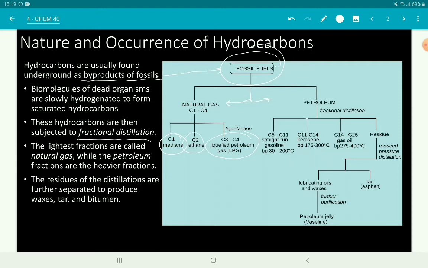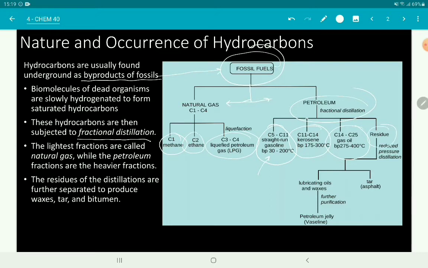Yung mga heavier fractions, they undergo further fractional distillation. Okay, tapos makakapag-separate ka ng mga straight run gasolines. Boiling point is 30 to 200 degrees Celsius. C11 to C14 or kerosene, which boils at 175 to 300 degrees Celsius. C40 to C25, yun yung mga gas oil, which boils at 275 to 400 degrees Celsius. So, nandito yung mga high-octane gasoline, yung mga ginagamit nyo sa fuels ng sasakyan. Okay? So, syempre may mga hindi magbo-boil, those are residues.